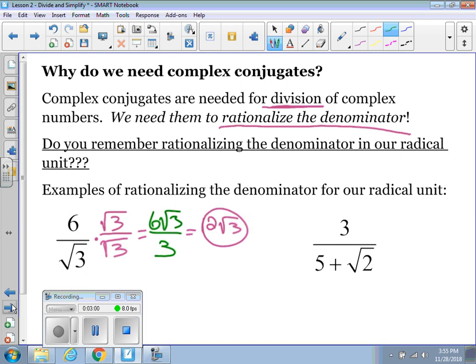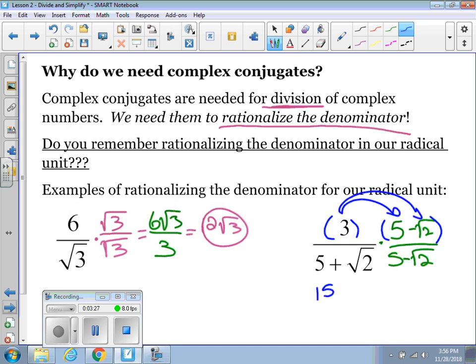All right, so we have 3 over 5 plus the square root of 2. The conjugate of 5 plus the square root of 2 is 5 minus the square root of 2. By multiplying our numerator and denominator by that, we're going to get rid of the radical in the denominator, or we're going to rationalize our denominator, which we have to do to get a rational answer. So here we go. Our numerator, 3 times 5 is 15. 3 times negative root 2 is negative 3 root 2.